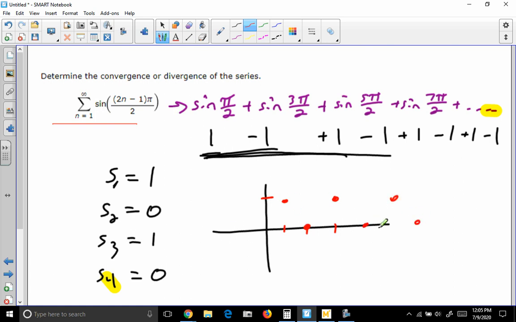So if these are our partial sums, our partial sums as n goes to infinity are not converging to a specific number. It's bouncing back and forth. So this one is going to diverge. Our partial sums as n goes to infinity have to be narrowing down to a specific number. Otherwise, we're diverging. If it goes to infinity, it diverges. If it goes to negative infinity, it diverges. Or if it's bouncing back and forth between two different values, it's also diverging.